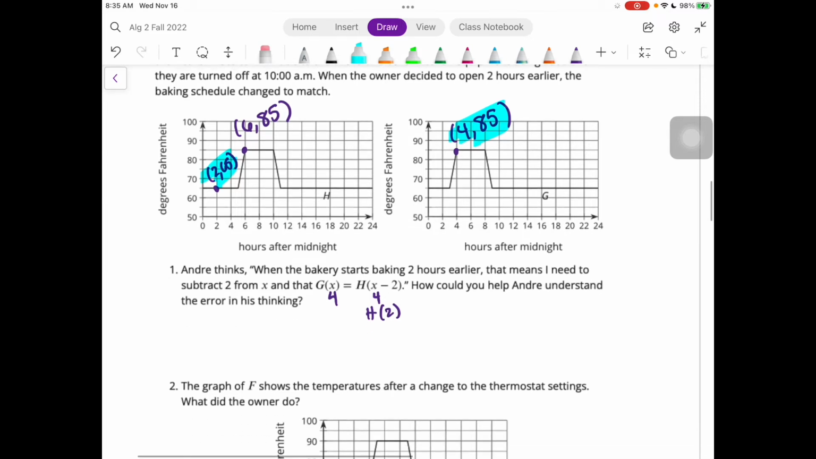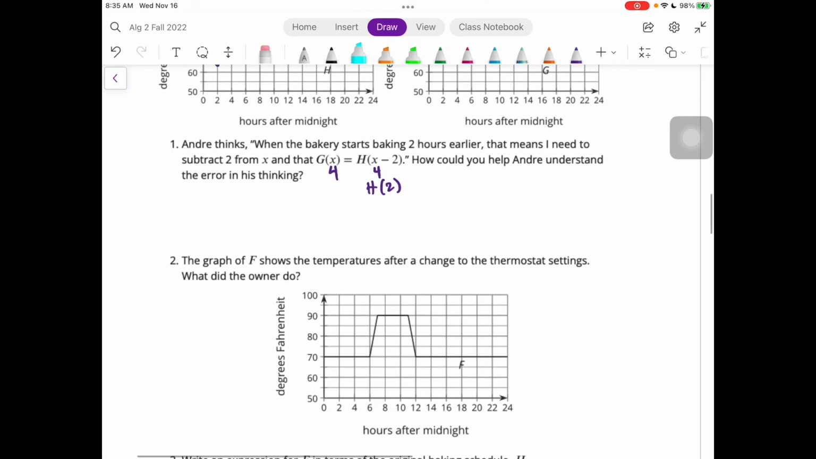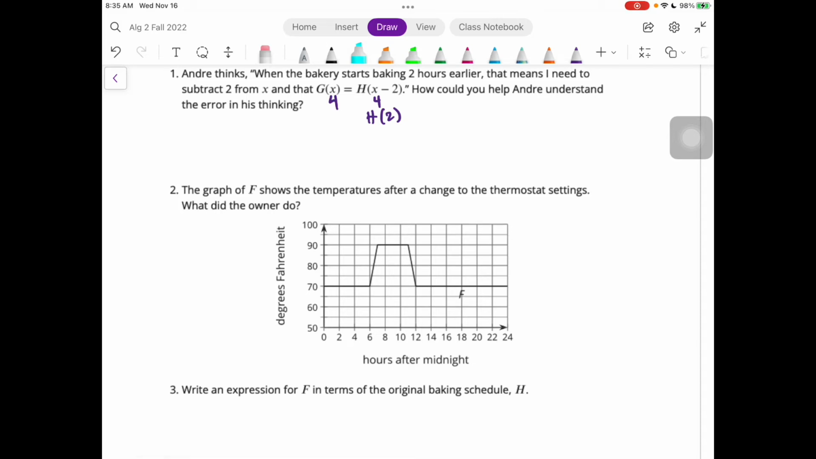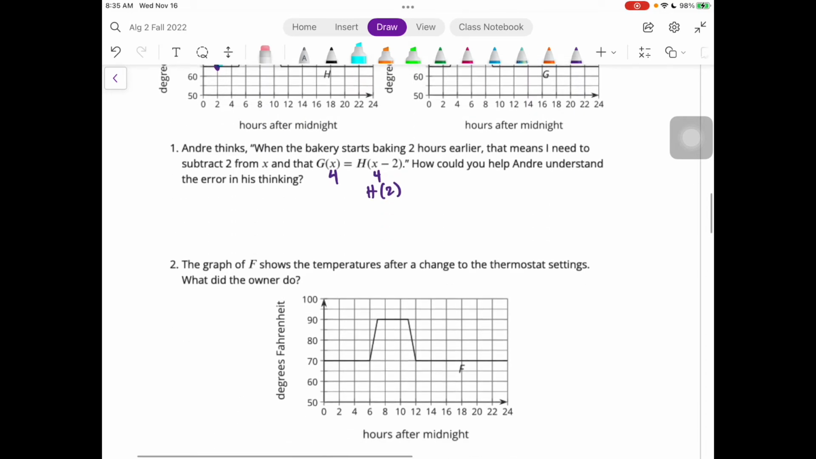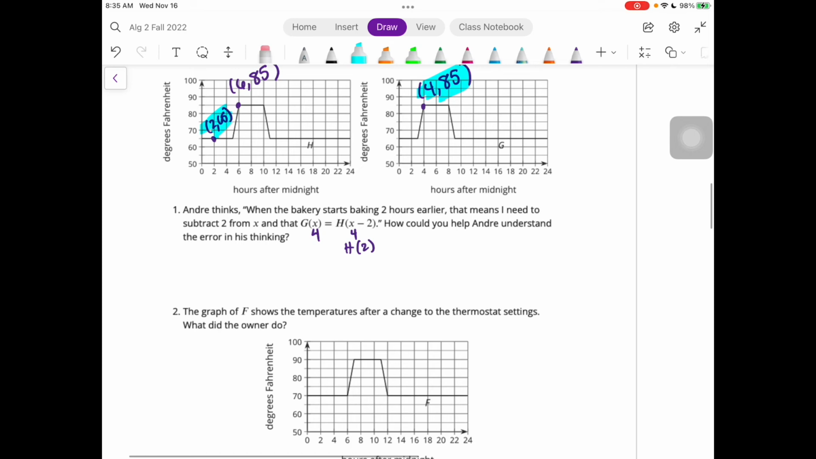All right, the graph of F shows the temperatures after a change to the thermostat settings. What did the owner do? What happened to the graph here when you look at H and F? I'm going to make that a little bit smaller so we can see both at the same time. What do you notice happened here? Well, if we look at our point 2 here, we have 2, 70. All right, so there's something that happened to the thermostat here. The thermostat has been raised 5 degrees.